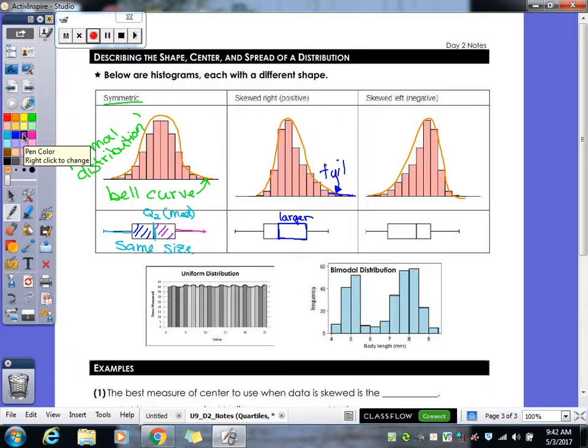So skewed left is the same thing, however, your information is on the left. The outlier or those extra few little data points are on the left side pulling your information to the left this time. The left side of that box is the larger one because you've got information pulling you to the left, otherwise it would be symmetric.